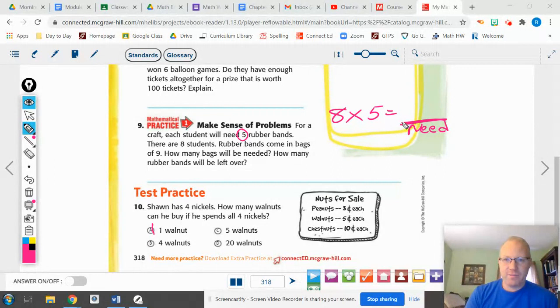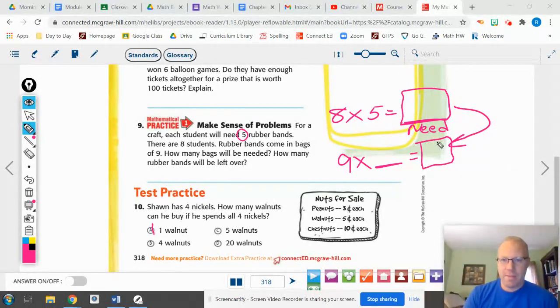So you have this much is needed. So then 9 times what equals more than this? So look, that box goes here. So once you know this, put it here. What times 9 equals that? And that's how many bags of rubber bands are needed. And then how much more is this than this? So let's say you had 50 and you only needed 40, you would have 10 rubber bands left over. So that's what they're asking in the second question.